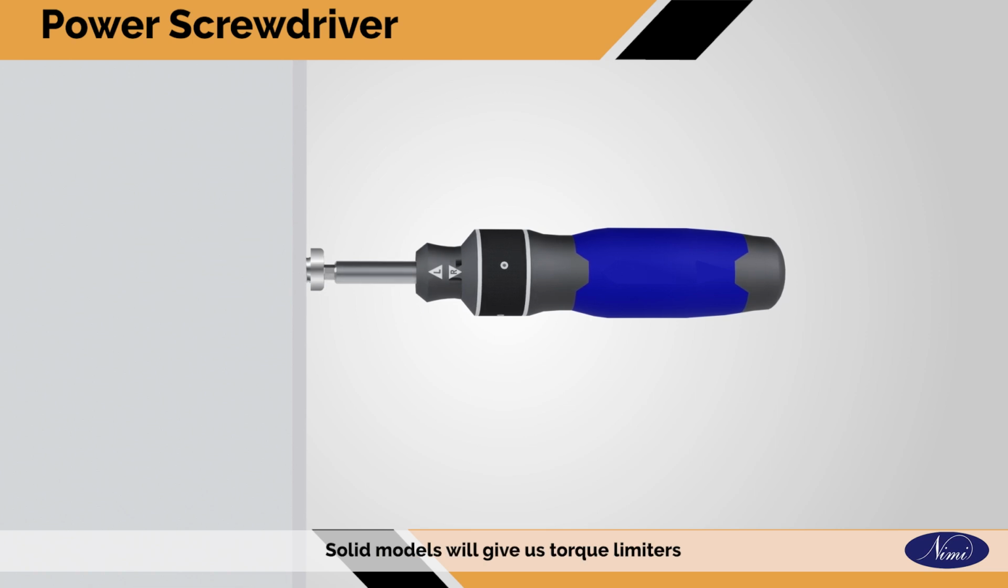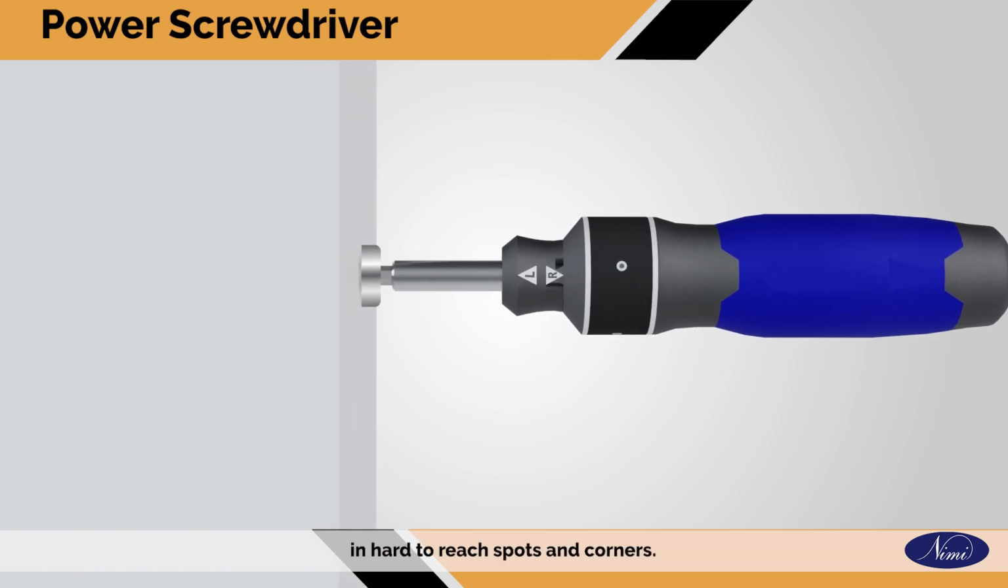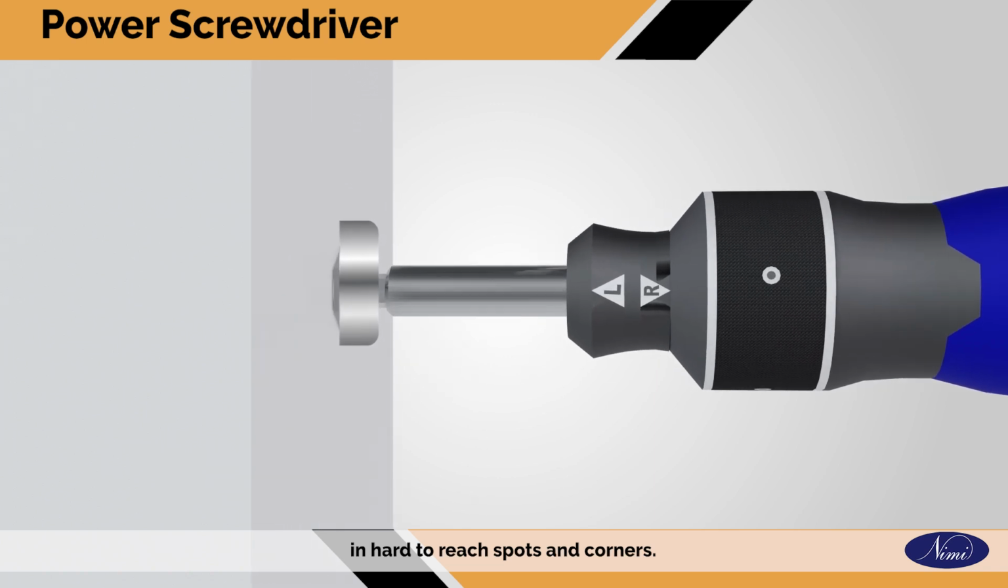Solid models will give us torque limiters and allow you to set the maximum torque to save the head of the screw from any mishaps of snapping. They can also help in hard-to-reach spots and corners, since they are usually smaller than drills and only take one hand.